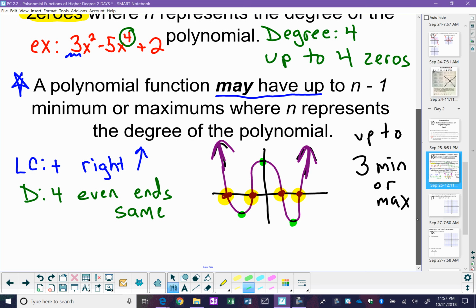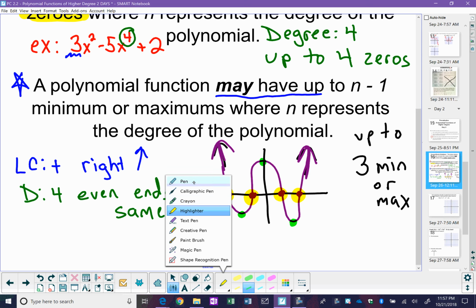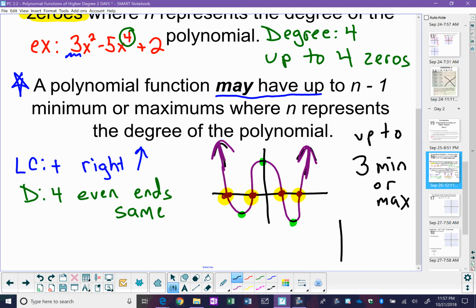Let me show you an example with still having the same end behavior. So if we have a graph like this, my ends would still have to go to the right. And maybe this time I only have 3 zeros, because remember, it's up to 4 zeros. Okay, so maybe this one looks like this.